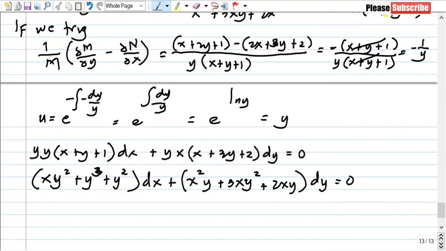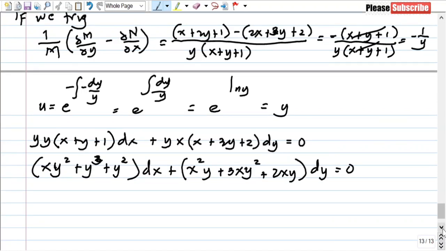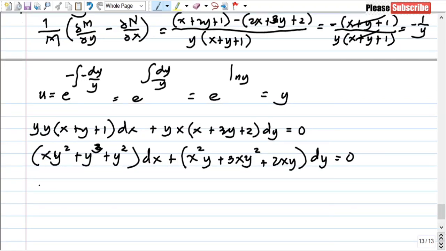Equals 0. Okay, so yan. Check natin kung exact na siya. So, the partial derivative of m with respect to y, tingnan natin. Ito. So, that will be 2xy plus 3y squared plus 2y. Yan. Okay. So, tingnan naman natin sa kabila.